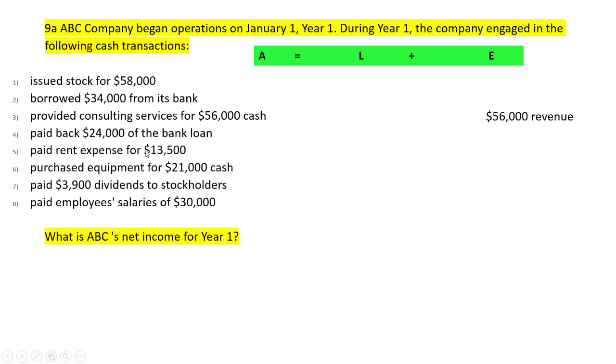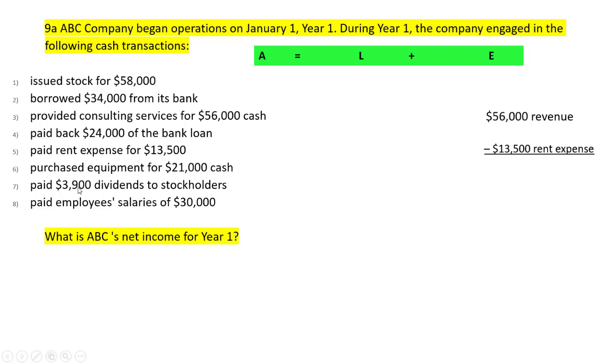We paid rent expense for $13,500. That's an expense, and that goes on the income statement. So that's a minus there. We purchased equipment for $21,000 cash. Whenever you buy equipment, you're trading one asset for another. You're trading your cash for another asset called equipment. So that's not a revenue transaction. Besides, there's no customer there.